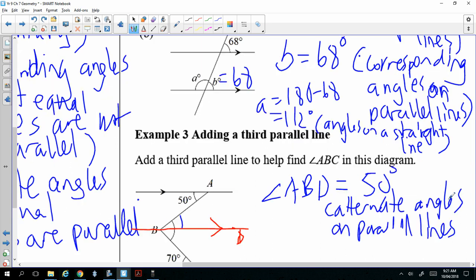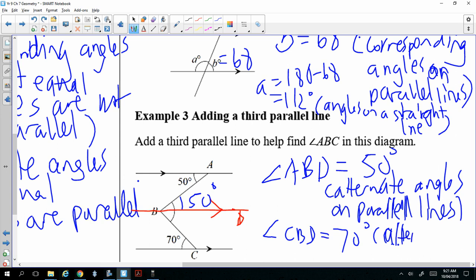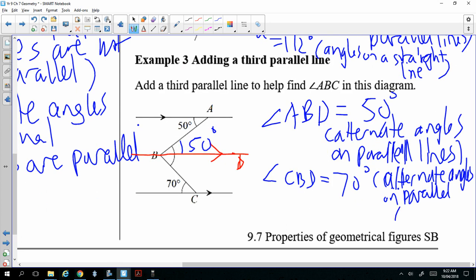Okay, good. Let's write 50 there. How do you find the next one? How do you find angle CBD? Yes. Like that. And that's 70. So therefore, if I want to find angle ABC, what do I do? I add 50 and 70 together, which is 120 degrees. Get the idea?